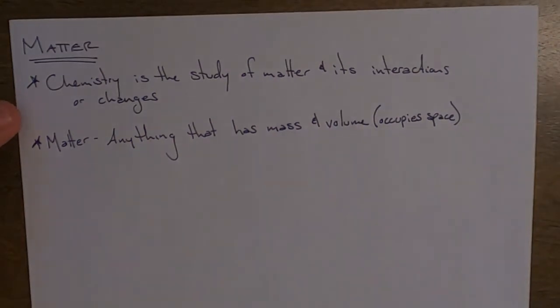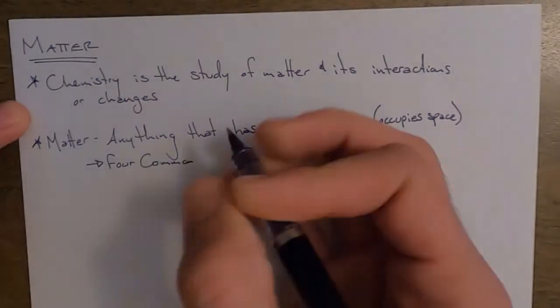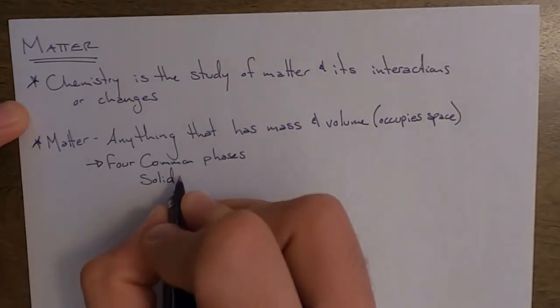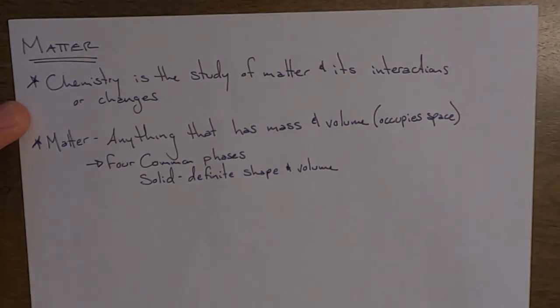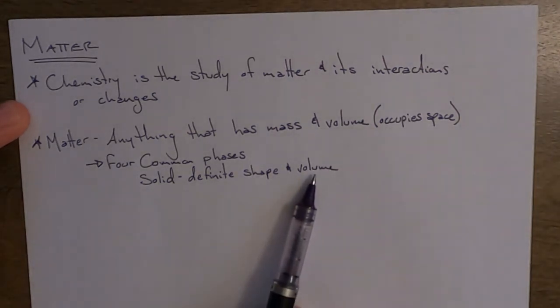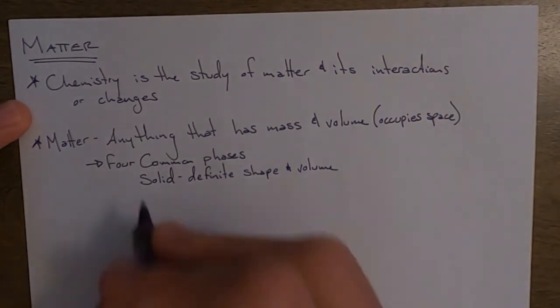And when you're trying to think of examples of things that are matter, you would think of the four typical phases of matter that exist on Earth: solids, liquids, gases, and plasmas. So a solid is something that has a definite shape and volume, meaning if you have something that is a solid and it's sitting there, it's not going to change how much space it takes up, and it's also not going to change its shape.